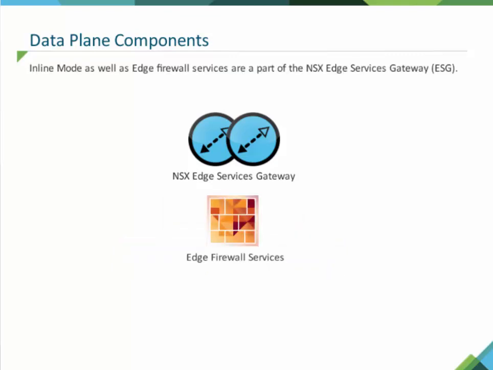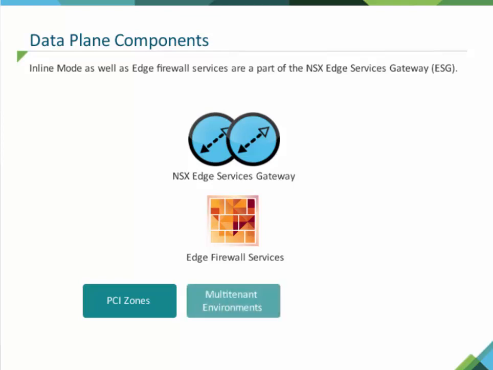Edge firewall services are a part of the NSX Edge Services Gateway, or ESG. The Edge firewall provides essential perimeter firewall protection that can be used in addition to a physical perimeter firewall. The ESG-based firewall is useful in developing PCI zones, multi-tenant environments, or DevOps-style connectivity without forcing the inter-tenant or inter-zone traffic onto the physical network.